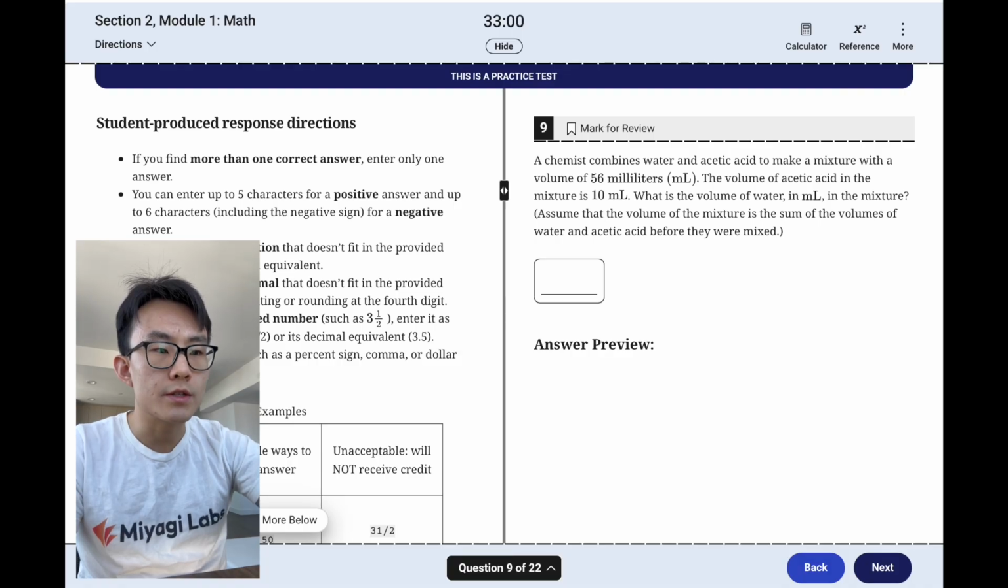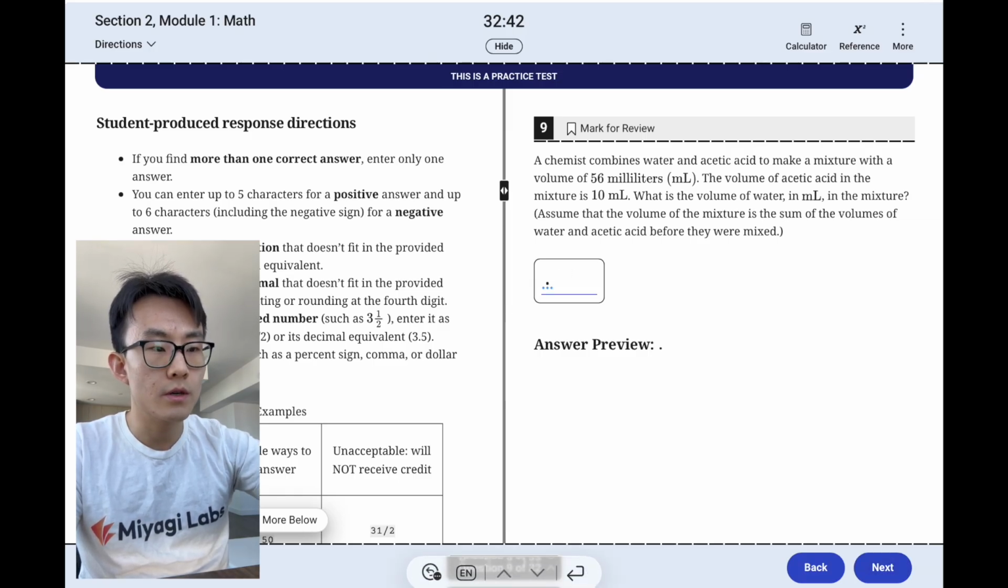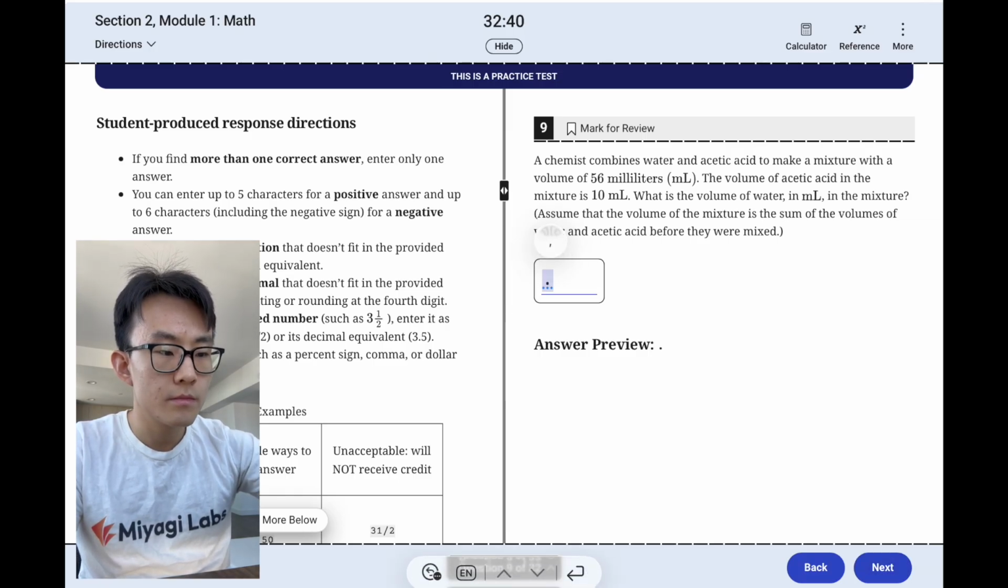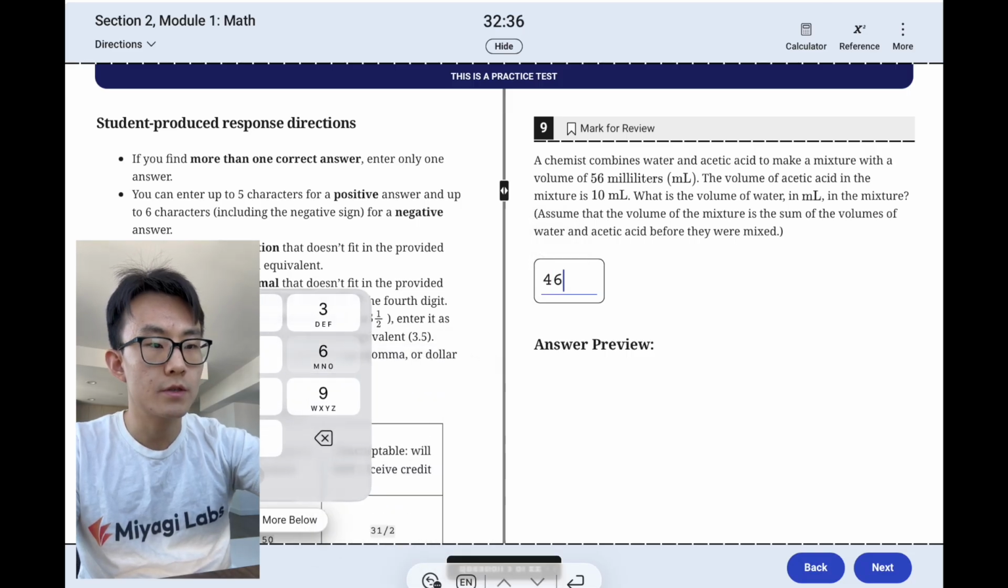Water and acetic acid, 10 milliliters. What is the volume? Wait, what? Okay, it seems like it's literally just 56 minus 10. 46.